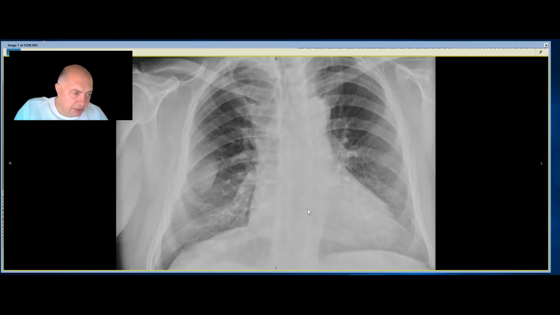So the abnormality is in the right lung. If you look at the left lung, it's clear. You can see the lung shadows and the ribs and the heart margin and diaphragm, but there's no abnormality in the left lung. But on the right side, there is an abnormality. It's kind of very hard to see.